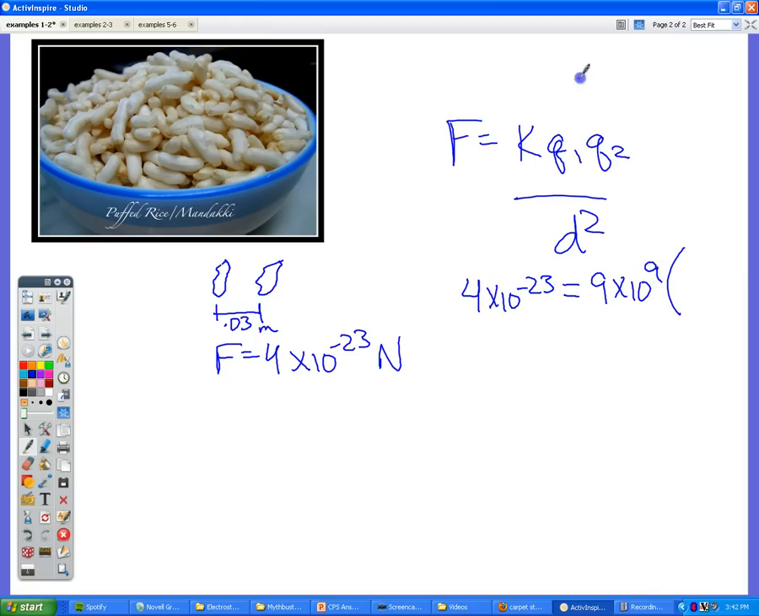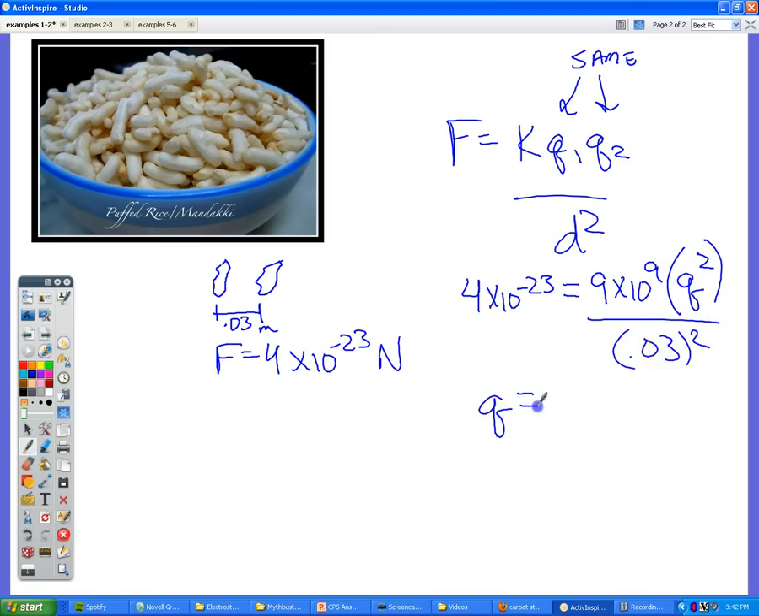And at this point, we know that these two should be the same. So the charge on those are the same. So we're just going to say Q squared, and we'll divide it by the distance between them. And we said the distance is 0.03 meters, and we'll square that. If you go through and solve this one, you should end up with Q equal to 2 times 10 to the negative 18th coulombs.